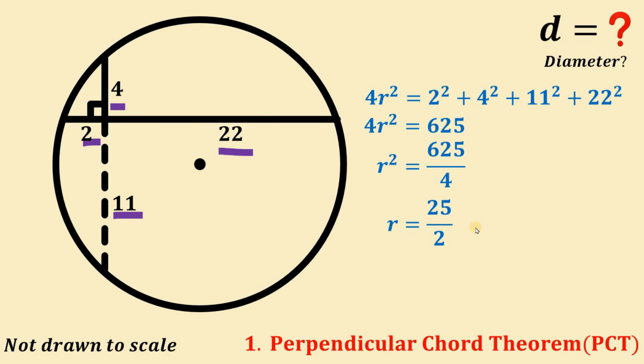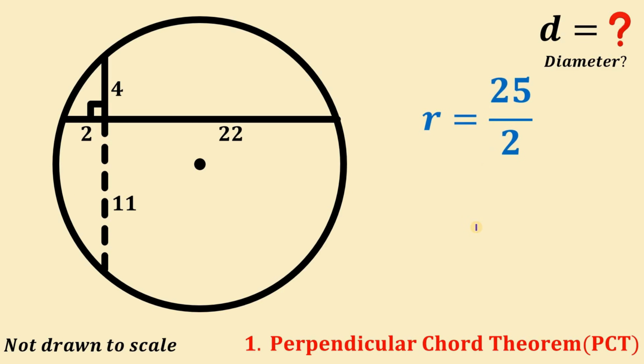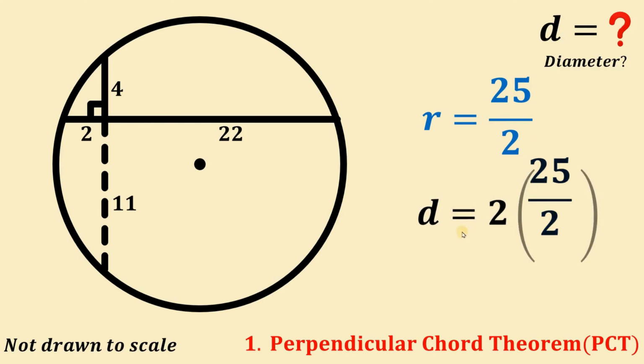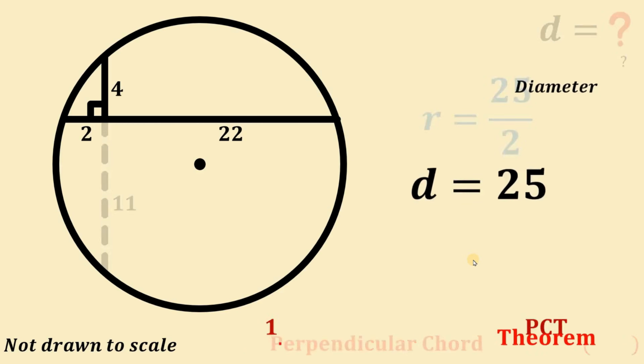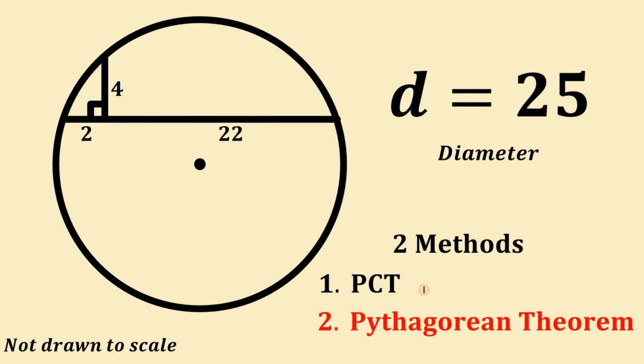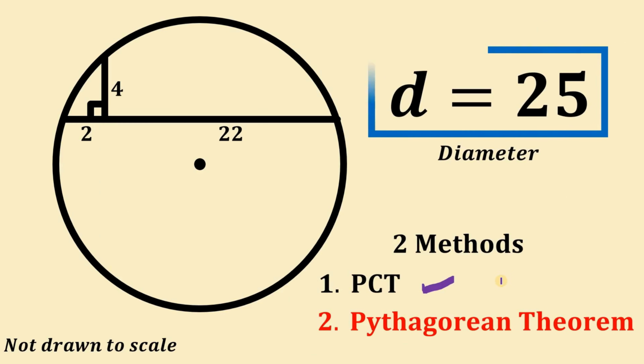That is the length of the radius of the circle, but we want the diameter, and we know the diameter is twice its radius. And we know the radius, this is 25 over 2. Therefore, the length of the diameter simply equal to 25. And this is our answer to this question, using the perpendicular chord theorem. Now, how about the Pythagorean theorem? So let's begin.